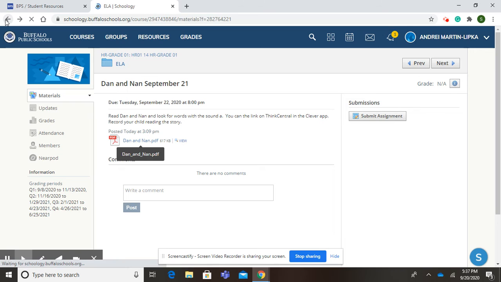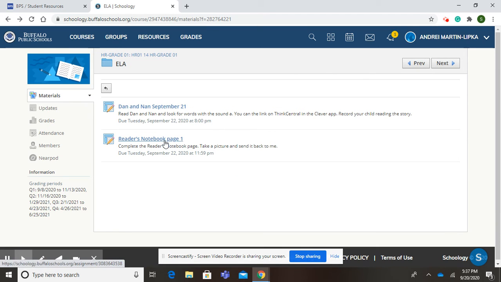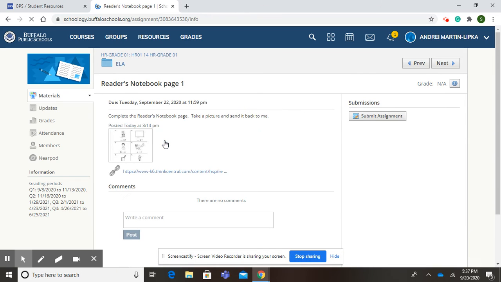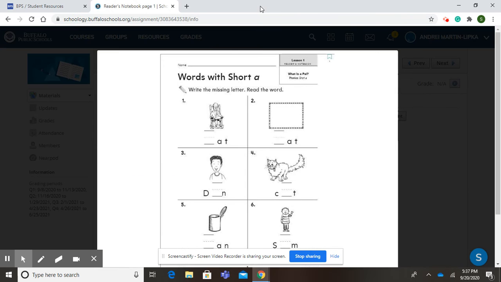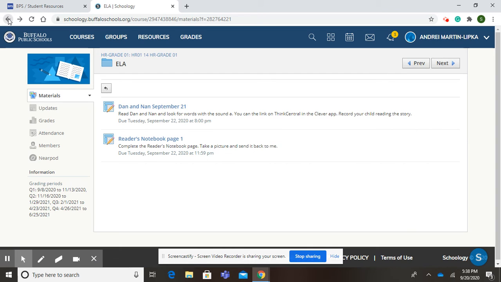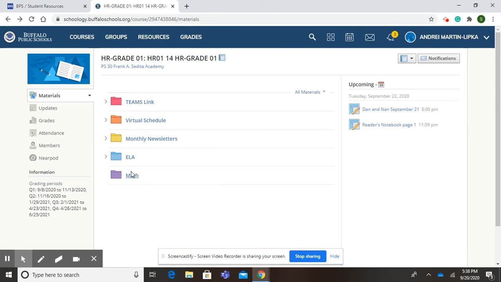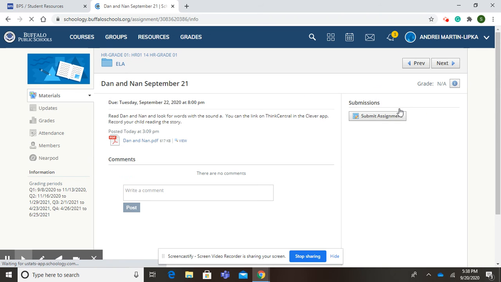Also, you will see the other assignment, which is the reader's notebook page. I have the link here and also the picture for you to see. This is also in their reader's notebook as well. If you picked up your materials from school, you will have received the reader's notebook, which has the picture of the cat in front of it. I will also be putting assignments on math. And then over here, you'll be seeing all the assignments that you need.